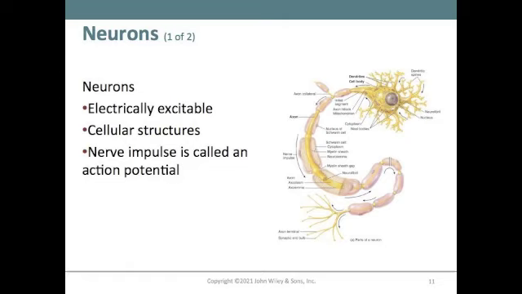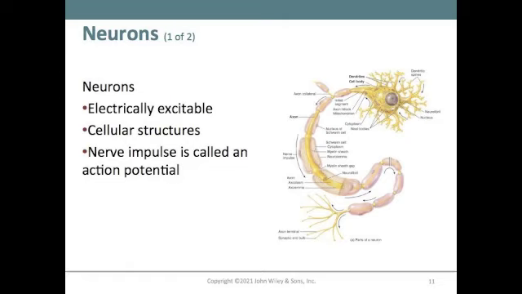Well, let's see here. Neurons are electrically excitable, so that means that there's some electricity associated with these. I just want to point out, though, that all cells have some kind of membrane potential. Cellular structures: we can see that there are all kinds of structures on here. We've got the dendrites, we've got the axon, we've got the axon terminal and the synaptic end bulb. And then the nerve impulse is called the action potential.